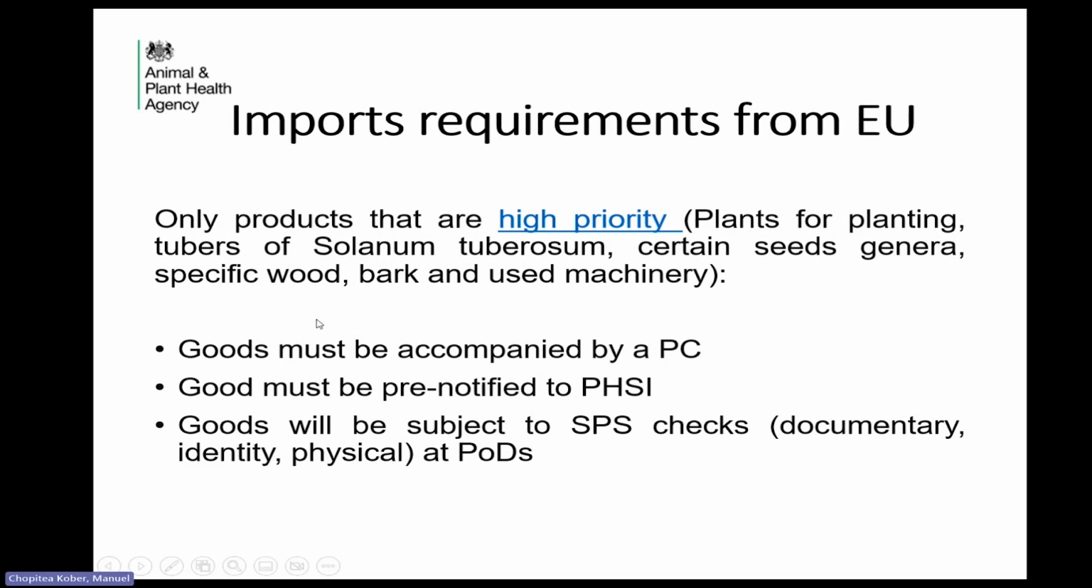In the EU after Brexit it has been slightly different. We have a high priority list published on the Plant Health Portal with some high risk commodities, which include plants for planting, some potatoes, some seeds and farm machinery, that require the same phytosanitary certificate, pre-notification and physical check.